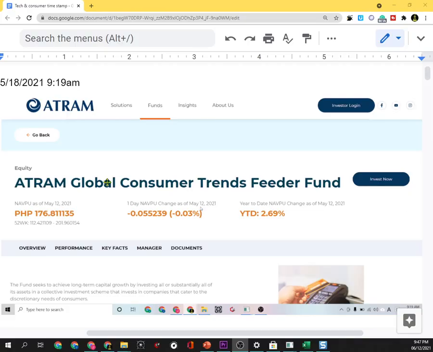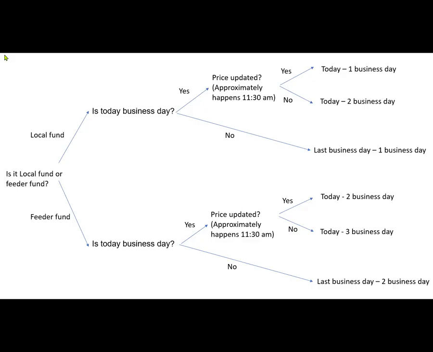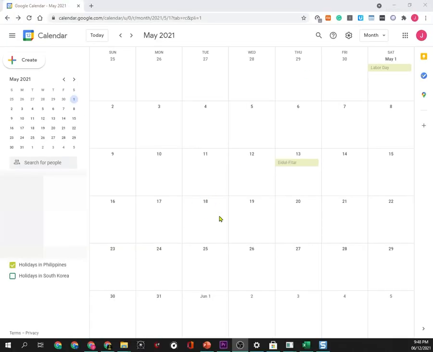So let's take a look at our first example, which is an ATRAM Global Consumer Trends Feeder Fund that I took a screenshot of on May 18, 2021 at 9:19 a.m. So let's go back to the flowchart. First question, is it a local fund or a feeder fund? This is a feeder fund. And the next question, is today a business day? As I mentioned earlier, I took a screenshot on May 18, 2021, and if we check the calendar, May 18 falls on a Tuesday, which is a business day. So the answer is yes.